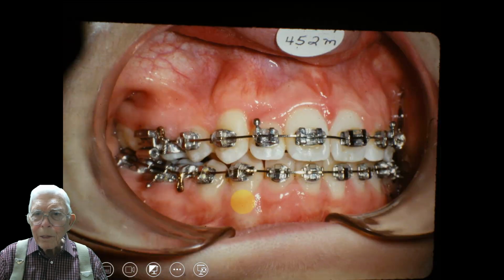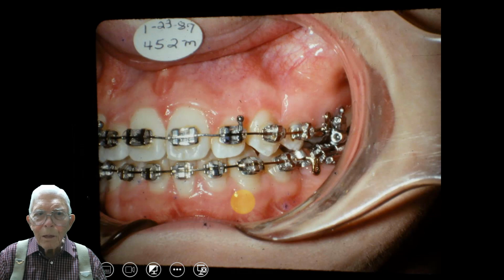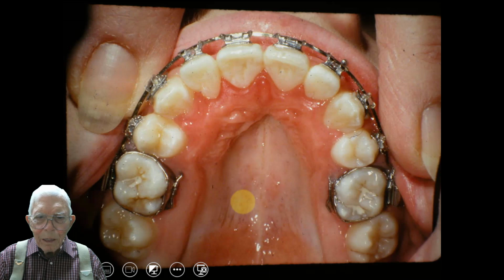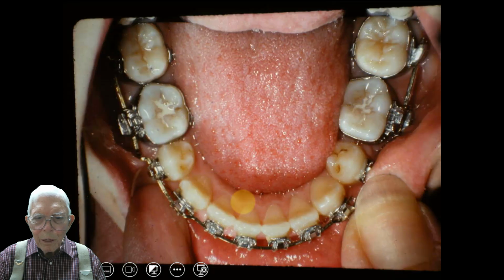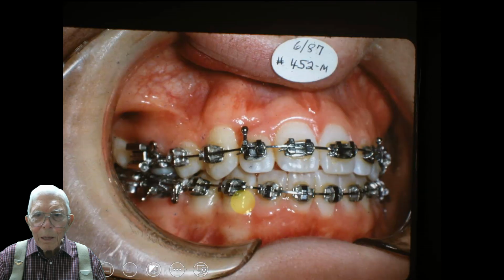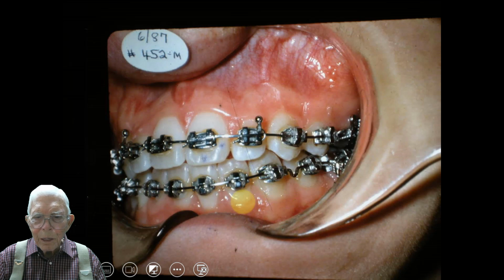And here it is. Let's see. It's 1987, and everything's lined up. We got rectangular wire in there. We're finishing the case out. Now this is, I don't have a date on this one, but space is closed now. Now here we go in 1987.